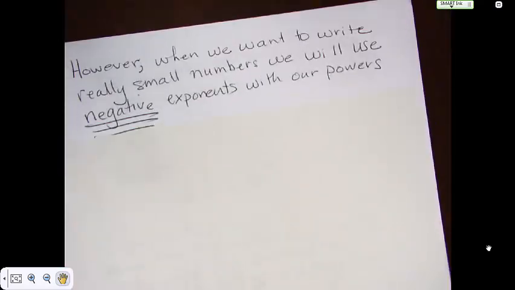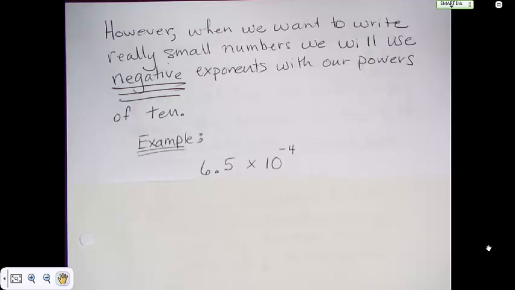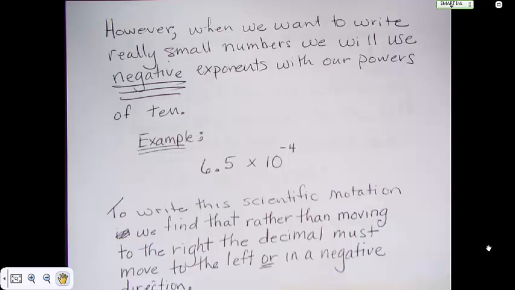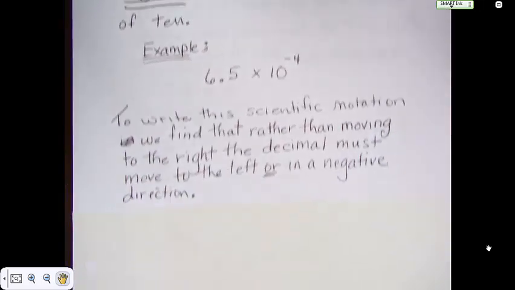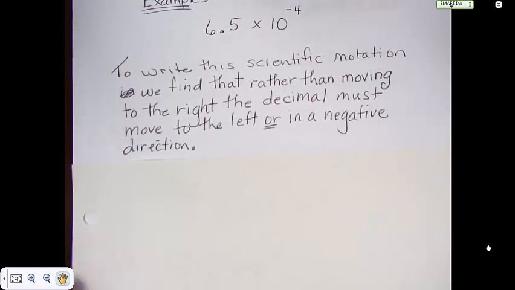For instance, sometimes we want to write negative exponents with our powers of 10. So here's one right here. 6.5 times 10 to the negative 4. Now, when it was a positive, we went to the right. So, when it's a negative, let's do the opposite and go to the left. So to write this in standard notation, rather than moving to the right, we will move the decimal to the left, or in a negative direction.